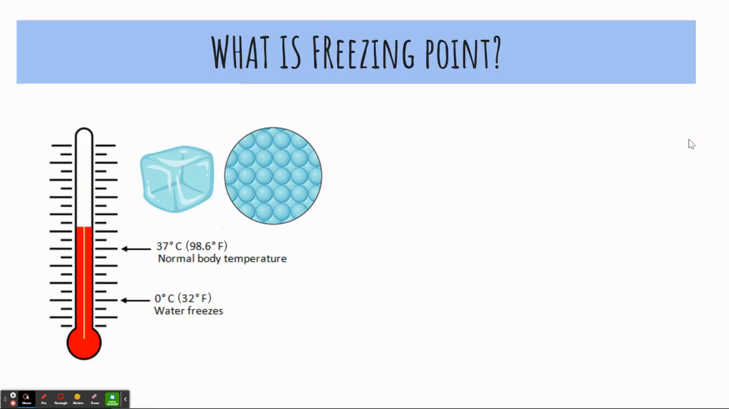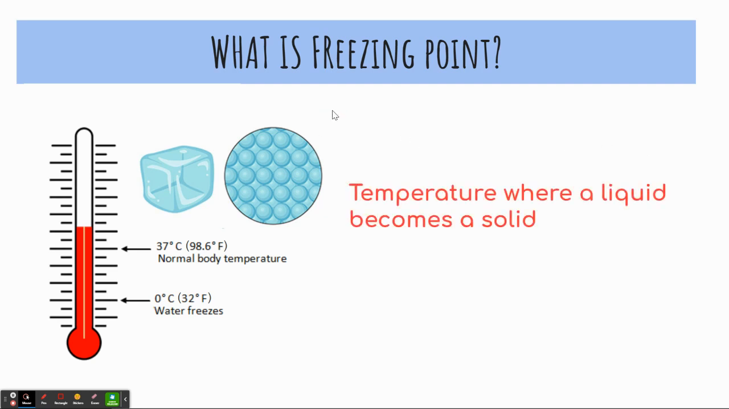All right, so what is freezing point? We just talked about states of matter. We got liquids, solids, and gases. And we talked about how you add heat and it changes the state of matter. Adding heat to a solid makes it a liquid. Adding heat to a liquid makes it a gas. And then, you could cool it back down. So freezing point is the temperature where a liquid becomes a solid.